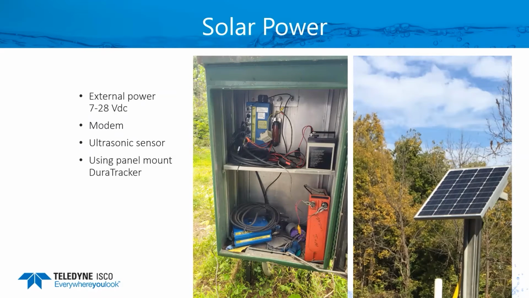And a lot of these we use solar power, and we wanted to test that system and make sure it works. You can see the solar power panel on the right. We have external power capabilities, obviously 7 to 28 volts DC. So if you have a different power source, we can accept that power. We have a modem on this one. In this case, we used an ultrasonic sensor, and we had a panel mount. You'll notice it's mounted on the back wall. And Daryl will talk about that a little bit.